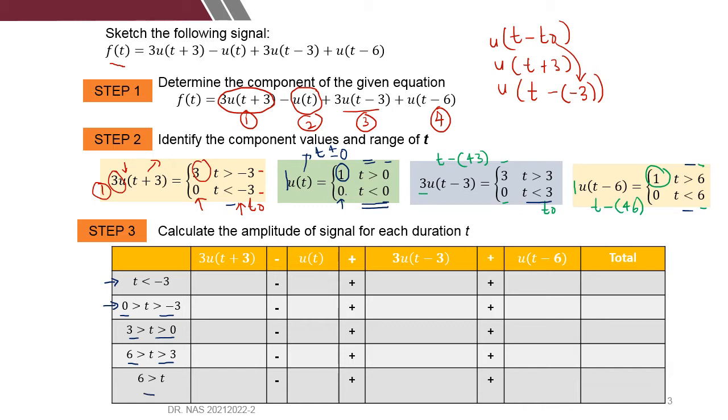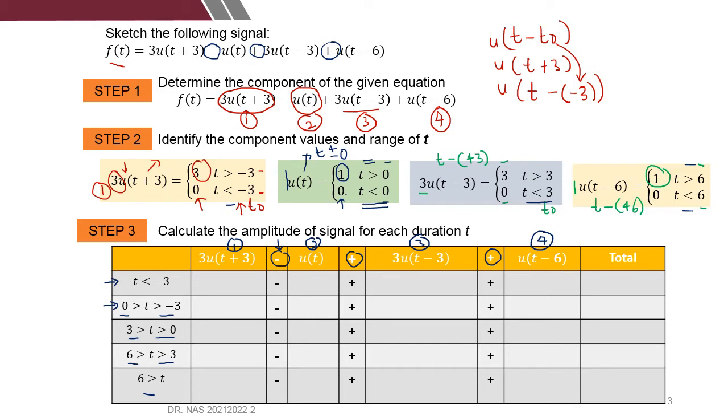Okay, then you need to consider these components: the first component, the second one, the third one, and the fourth one. So what's here in the middle? In between each component, there's an operation involved, so you need to refer to the main equation. You have minus there, and you have positive and positive in between components.